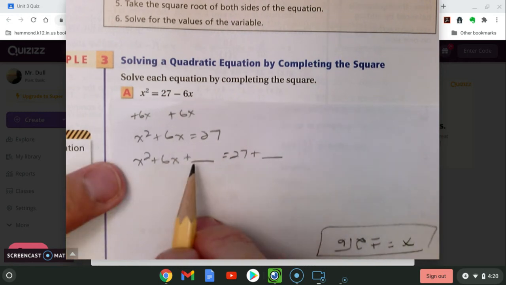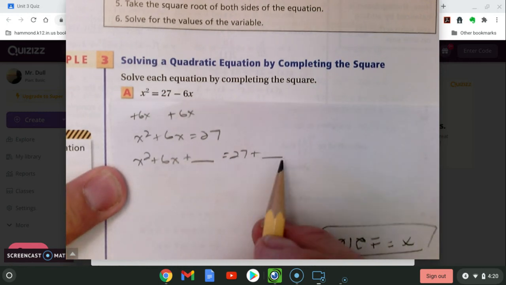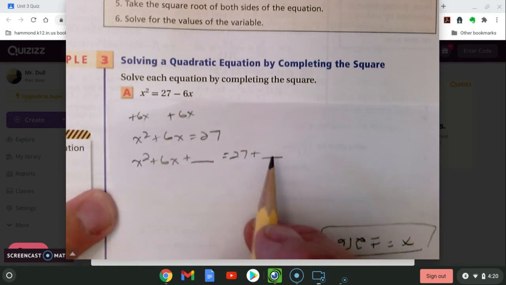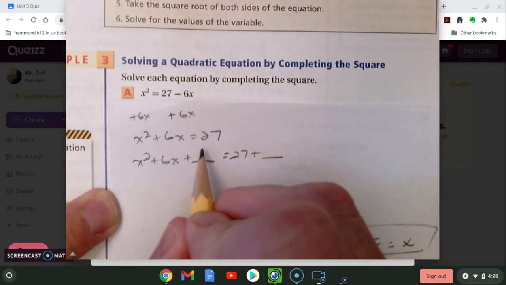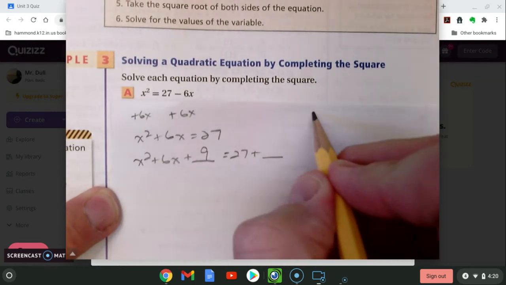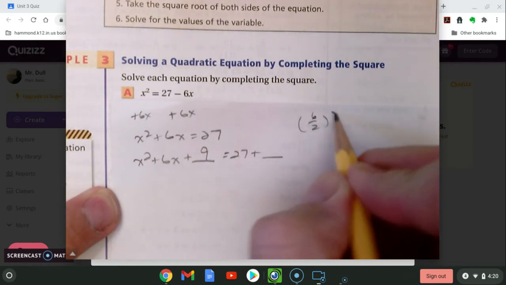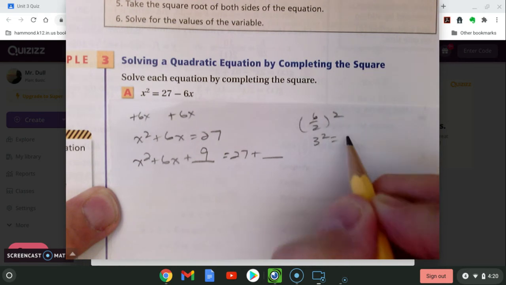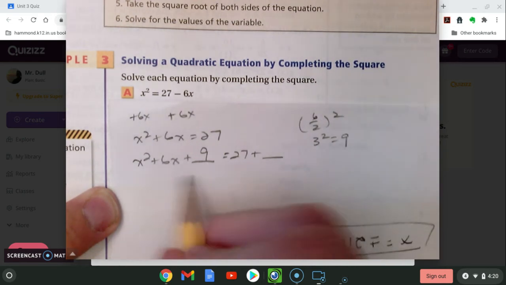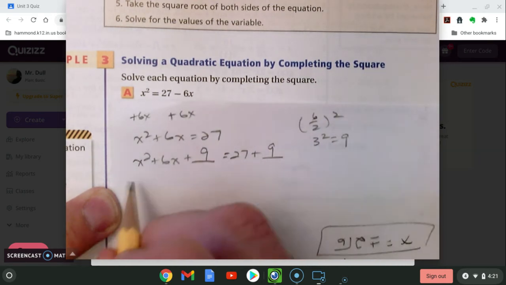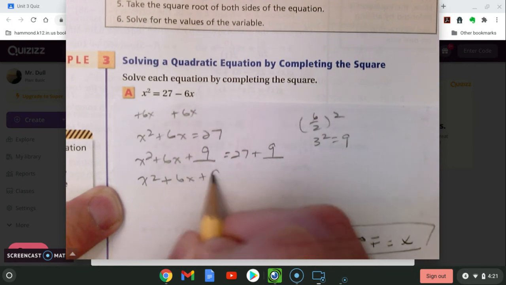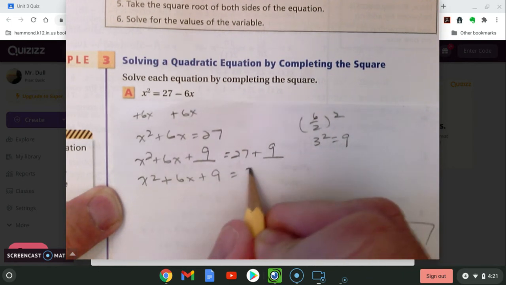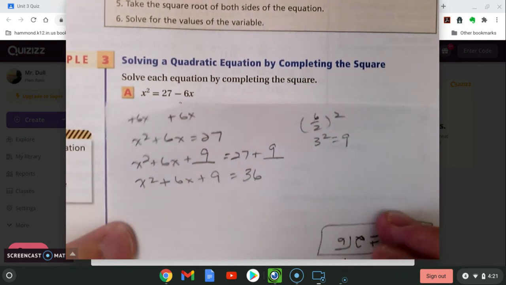Okay. It's a good habit to get into, to actually draw these blanks, to remind yourself we're adding on both sides, until you get in that habit. Well, we just looked at this example, so we know that this value is going to be 9, right? 6 divided by 2, that's 3. 3 squared is 9. And I'm adding 9 here also. So x squared plus 6x plus 9 equals, and then 27 plus 9 is 36.